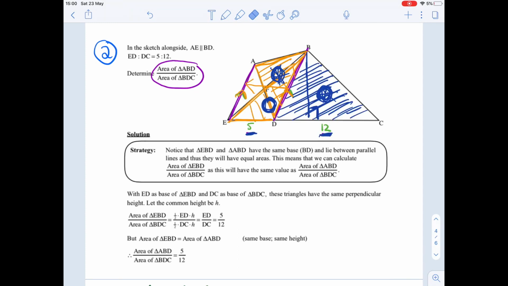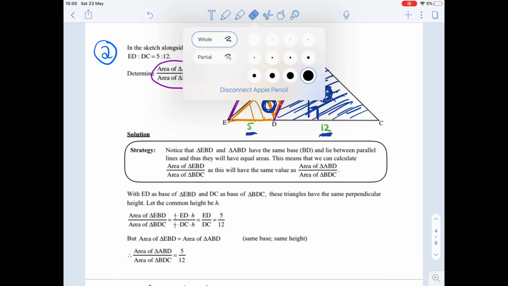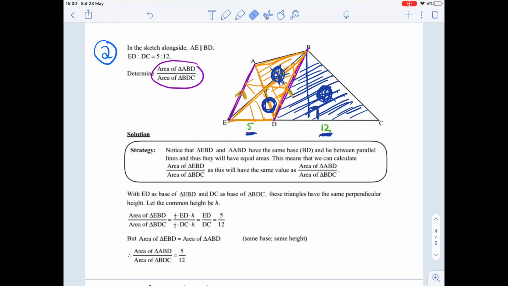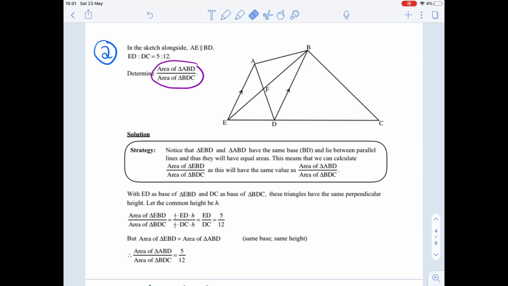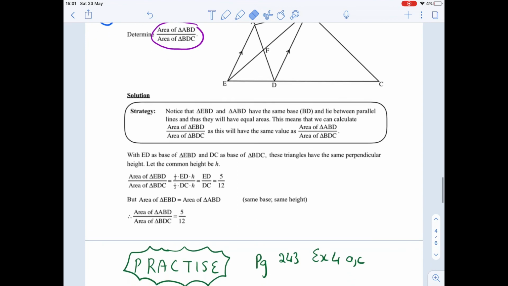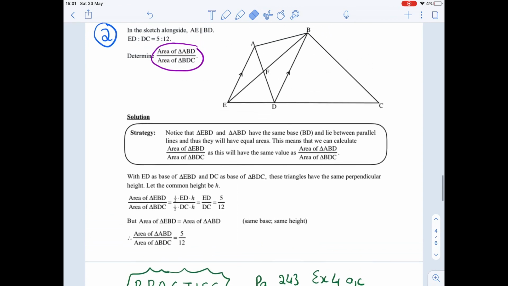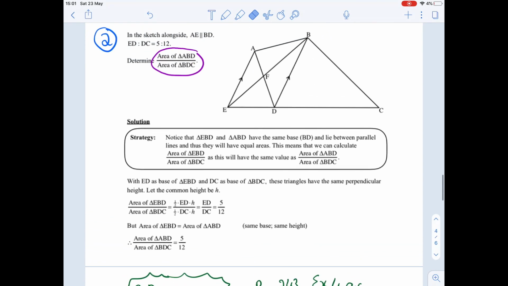Now let's have a look at the actual solution. Oh, why didn't that do that? That's weird. Let's just try. Okay, that's better. So they've gone through the strategy, but that's fine. I've done the strategy with you.